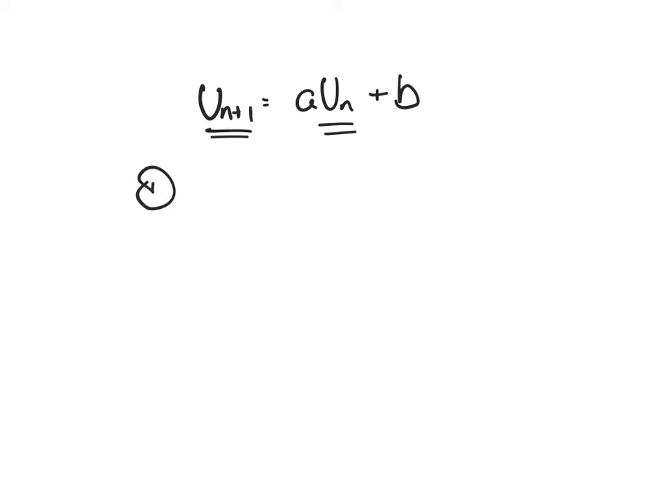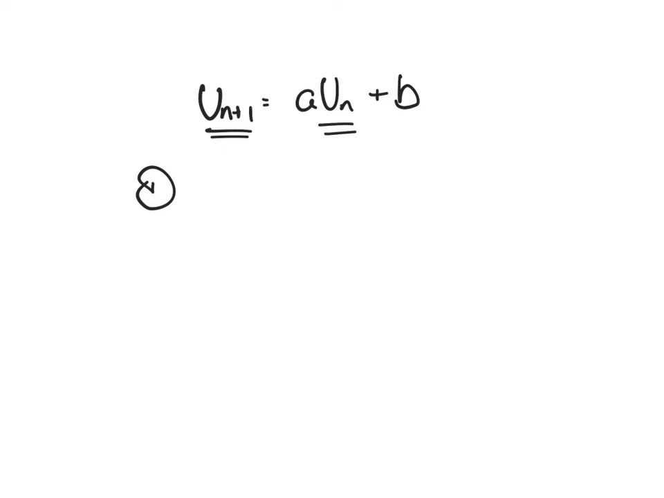Okay, we're going to do some work on recurrence relations. A recurrence relation is a sequence in which each term is a function of the previous term, so it's related to the previous term. The general form for a recurrence relation then is u_{n+1} = a·u_n + b, where u_{n+1} is the subsequent term to u_n. Okay, so let's look at an example of this.